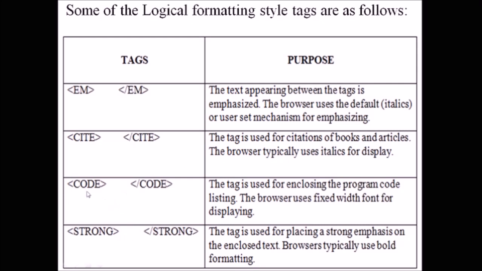And the next tag is code with its respective closing tag. The code tag is used for enclosing the program code listing. A particular part of code can be enclosed or highlighted, and for that we can use this tag. The browser uses a fixed width font for displaying. So if any content is given within this code tag, the browser displays that text with fixed width.